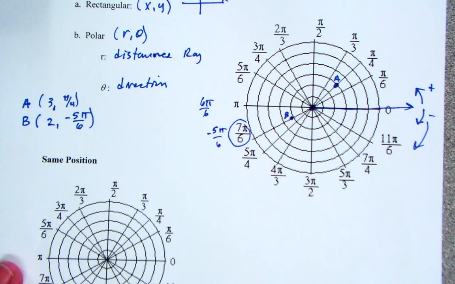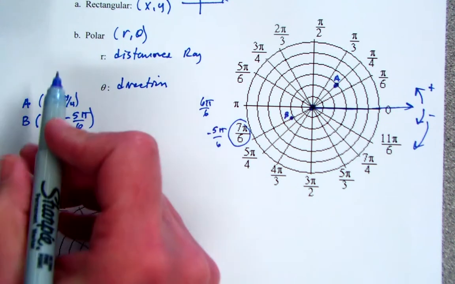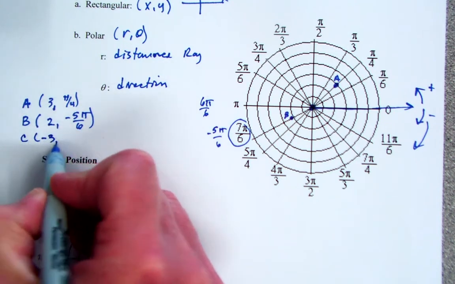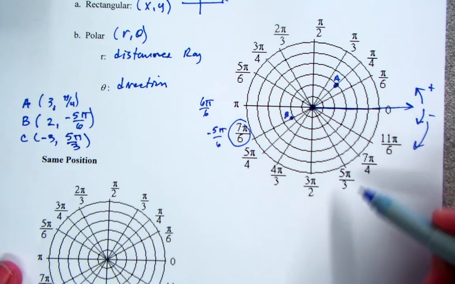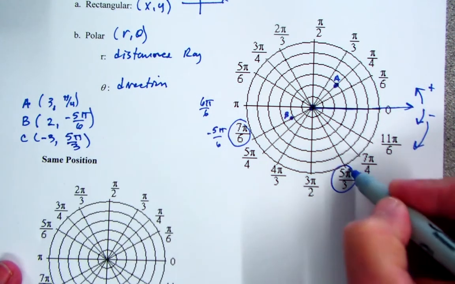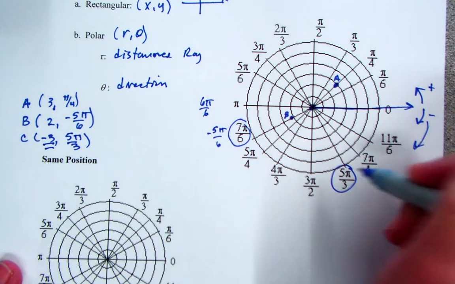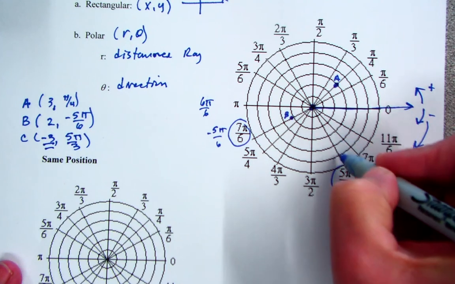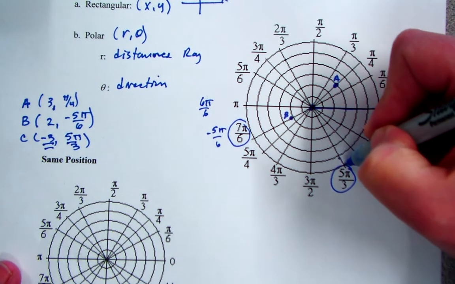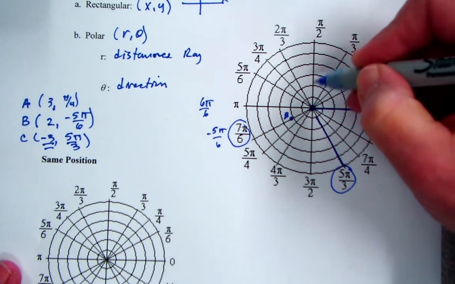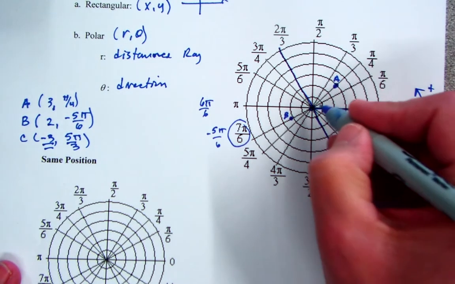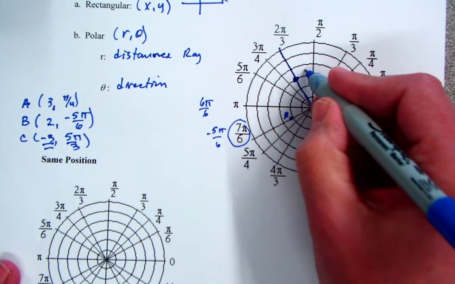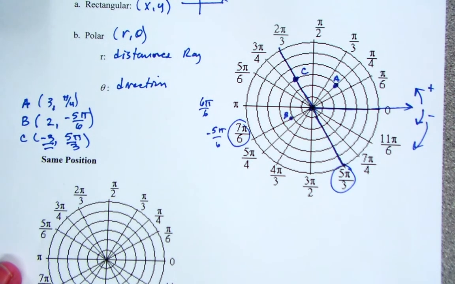Okay, let's try another one with a negative. Let's go point C, and let's make it negative 3 and 5 pi over 3. So 5 pi over 3 is my angle, which is right here, but this negative says go back across. Out on the ray is positive, back across, and if you notice, these points right here are a reflection of these right here. So there's kind of this 180 degrees, which is going to become pretty important in just a minute, because we can have points that are the same but have different looking coordinates.